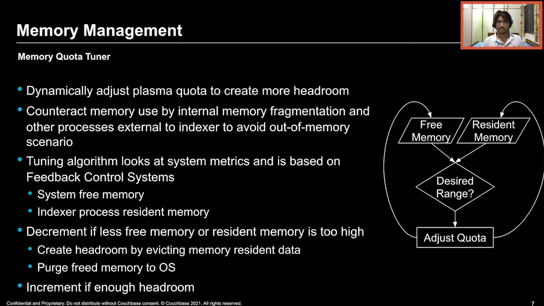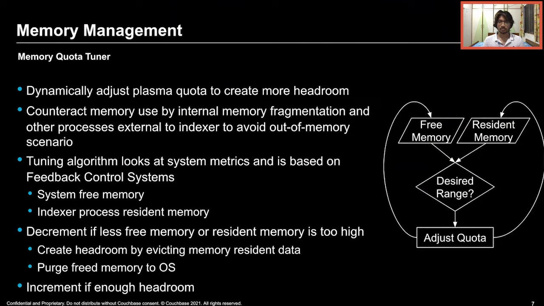Sometimes there may be some unexpected memory consumption in the system. Let's see how Plasma handles these situations. The memory tuner is a component in Plasma that dynamically adjusts the Plasma memory quota in order to create more memory headroom. It counteracts memory use due to fragmentation and other processes external to the indexer and Couchbase by reducing the quota. This helps to avoid out-of-memory scenarios.